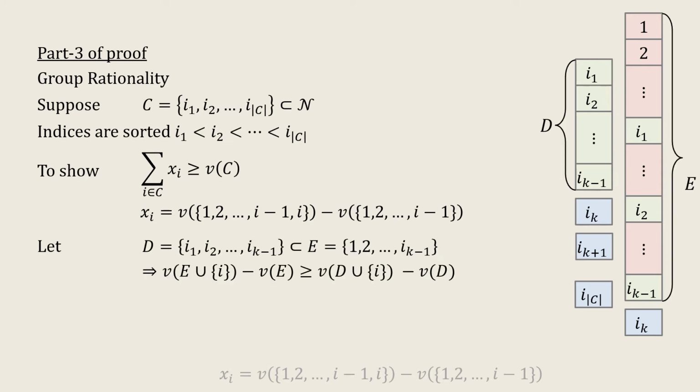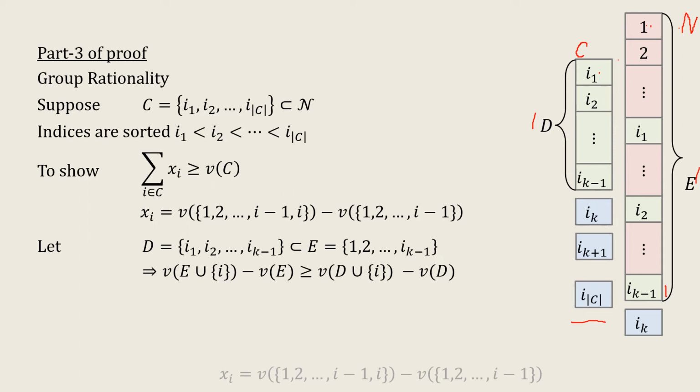And then I define these coalitions D and E. E contains all the agents from 1 through ik minus 1 of the grand coalition, and noting that until this point, this is my coalition C. D is a subset of C. It's the subset of agents I1 through ik minus 1.